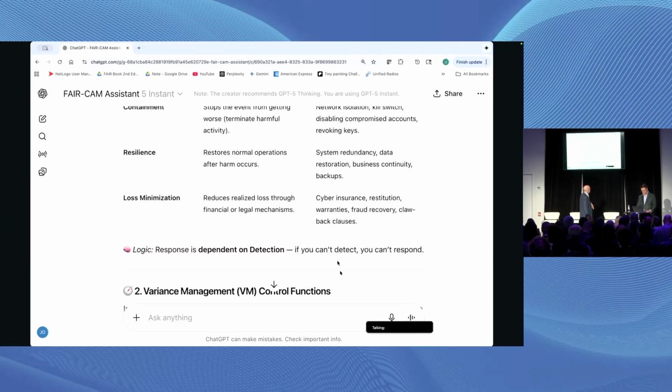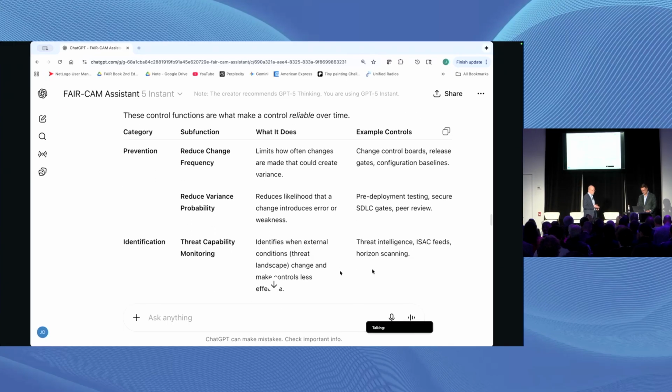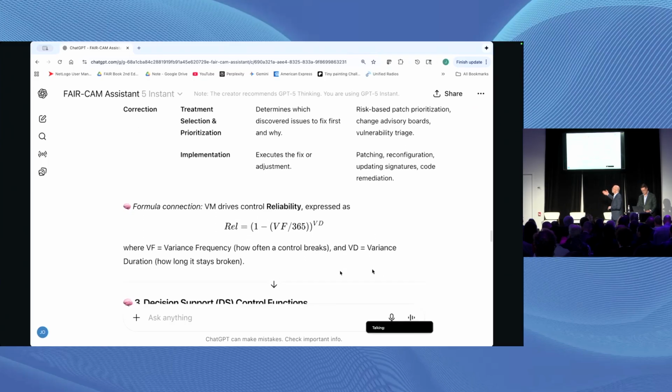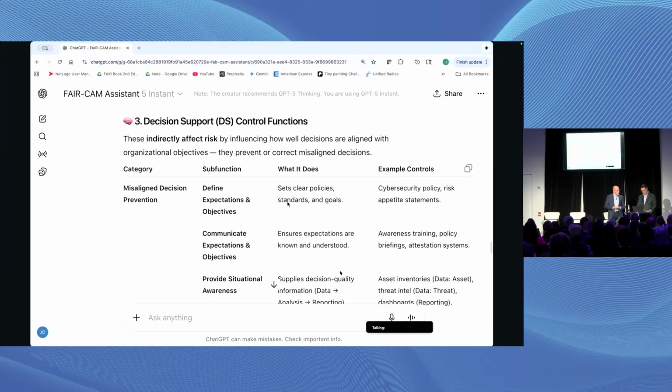And then it gets into the variance management controls, or functions and controls. And again, these are the things that affect the reliability of other controls. Things like reducing change frequency or threat capability monitoring, et cetera. There are a whole bunch of different functions in there. So it goes through each of those and then into decision support. So go ahead and scroll to the bottom.